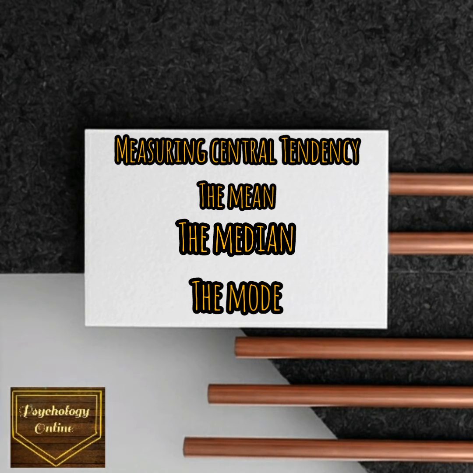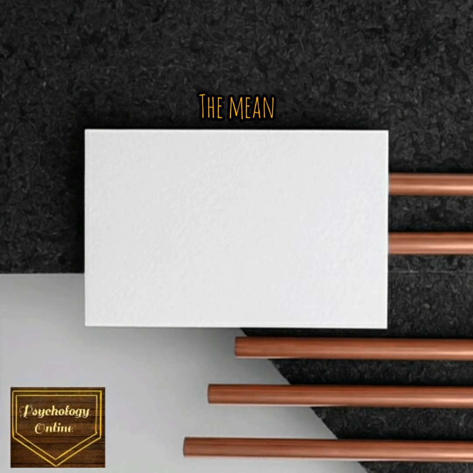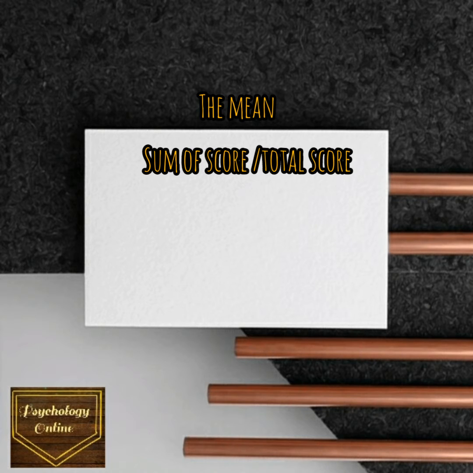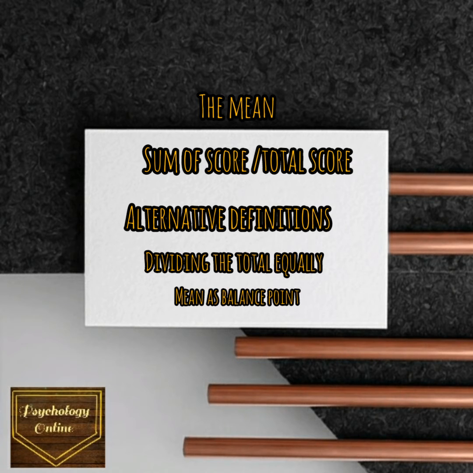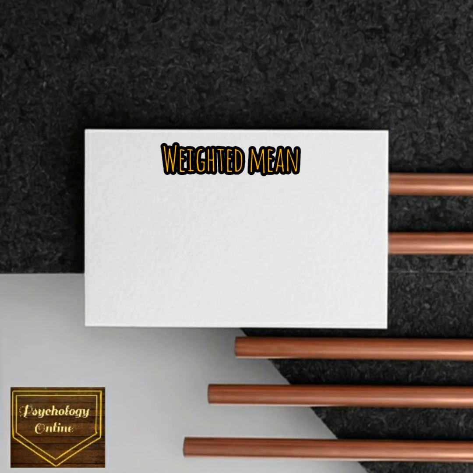and the mode. Starting with mean, for a distribution, it is the sum of scores divided by total scores. We can have alternative definitions for the mean, for example, dividing the total equally and the mean as a balance point. Now let's see what is the weighted mean. It is the overall mean.